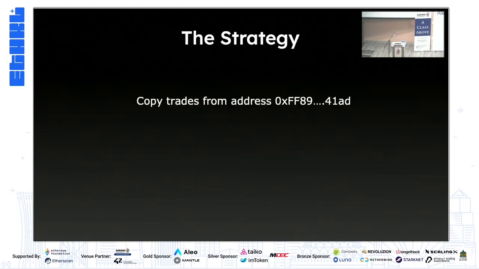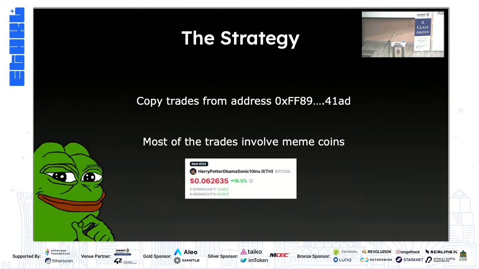Simple. Instead of being the 100x trader, we have found a 100x trader, and we decide to copy all his trades. So what kind of trades is this person making? Specifically, it involves meme coins. We're not even talking about PayPay here. We're talking about Harry Potter, Obama, Sonic, Inu here. This is the real deal, your 100x coin.